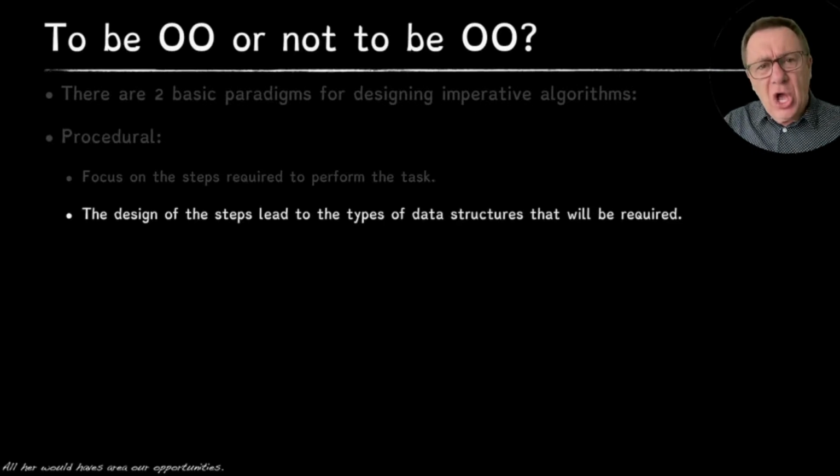So the design of each step leads us to the kinds of data structures that we're going to need. What do I mean by data structures? They're the things that we use to store our data in when it comes in so we can process it.